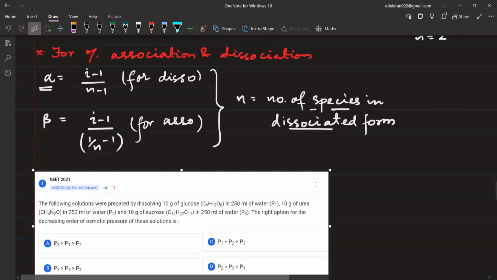Try this question. The following solutions were prepared by dissolving 10 gram of glucose in 250 ml of water, 10 gram of urea in 250 ml of water and 10 gram of sucrose in 250 ml of water. The right option for the decreasing order of osmotic pressure of these solutions? इन सब में हमने सेम अमाउंट ऑफ सॉल्यूट डाला है, तो ऑस्मोटिक प्रेशर सेम होगा या अलग होगा, किस पे डिपेंड करेगा?